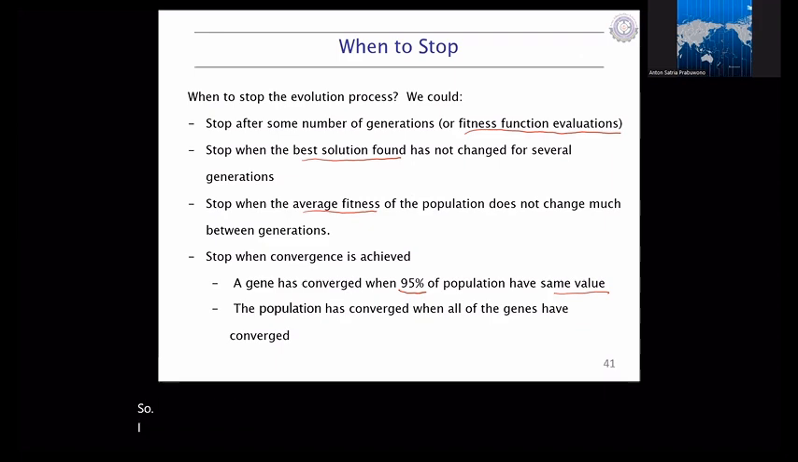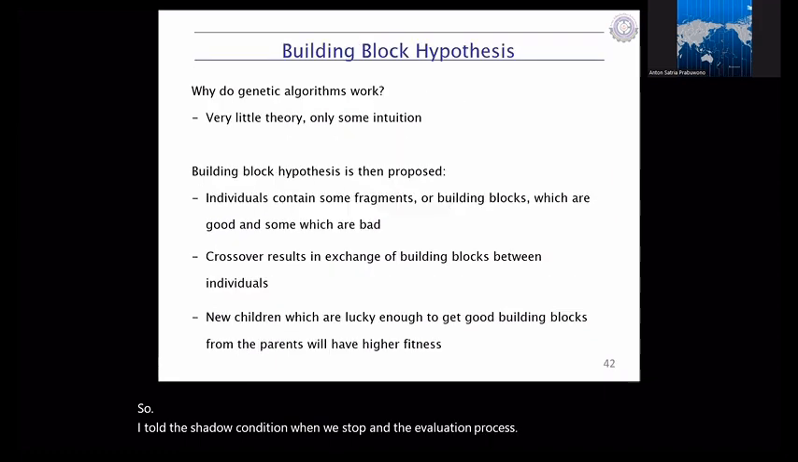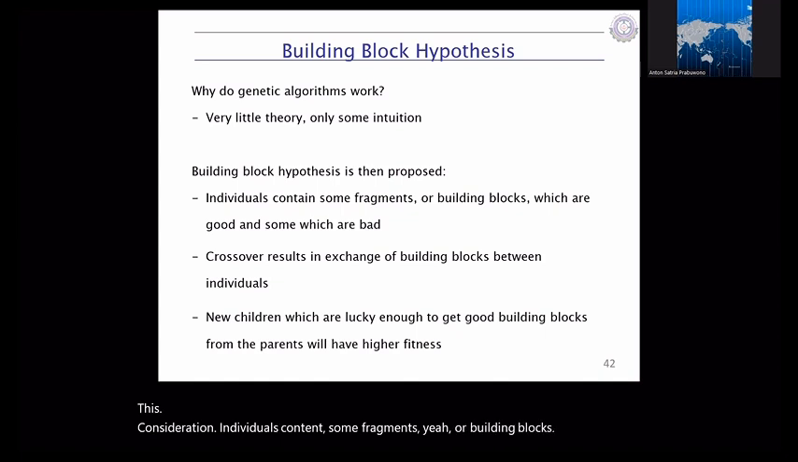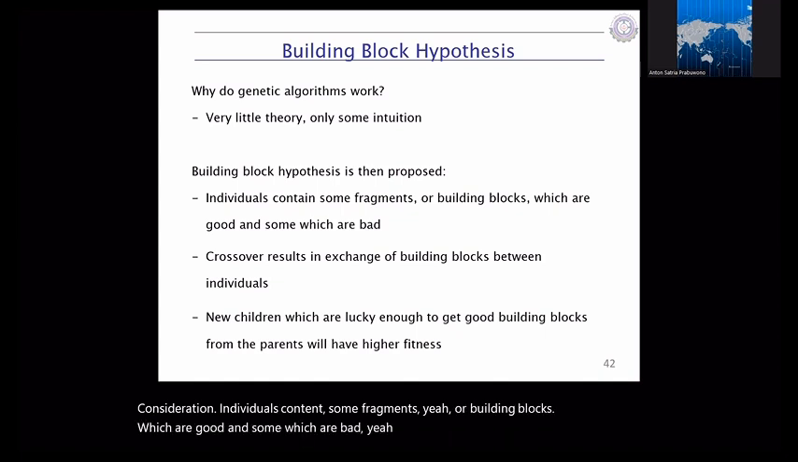Right, so these are the conditions when we stop the evolution process, and then the building block hypothesis. So why do genetic algorithms work? Actually there is very little theory, only some intuition, and the building block hypothesis is proposed based on this consideration: individuals contain some fragments, or building blocks, which are good and some which are bad. That is the building block hypothesis.